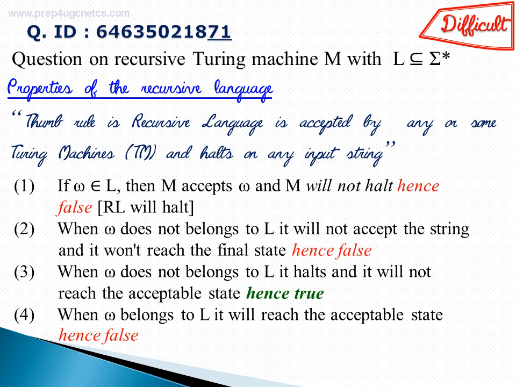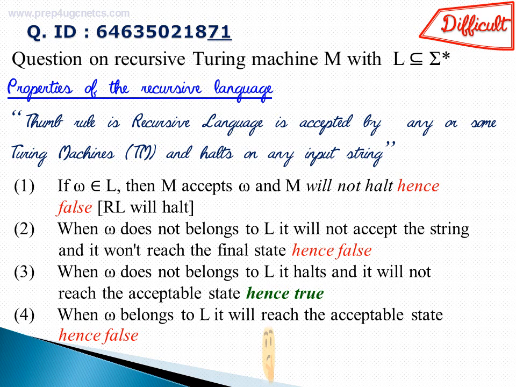We need to know the properties of recursive languages. The thumb rule is that recursive languages are accepted by a Turing machine that halts on any input string. We have 4 options. Option 1: input string belongs to L, then M accepts the input string and M will not halt, hence it is false, as for an RL it will halt.